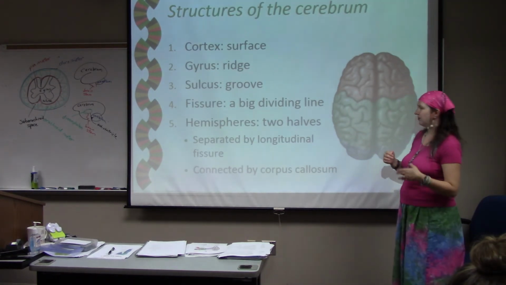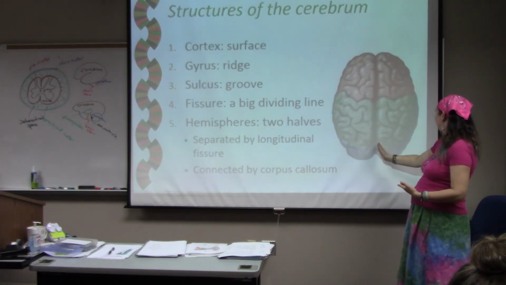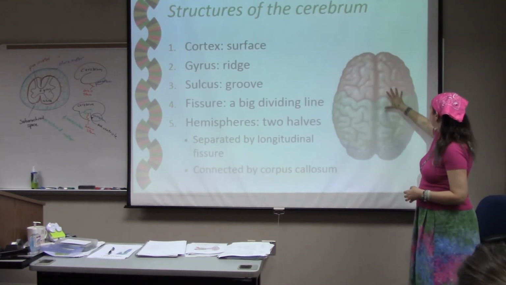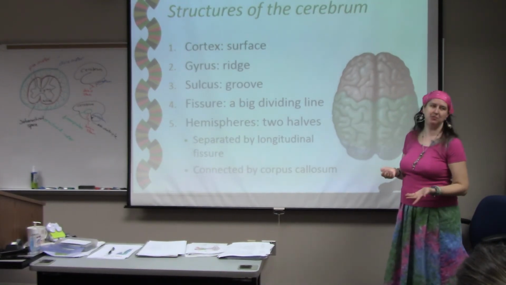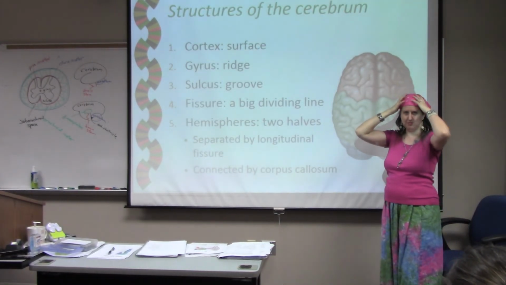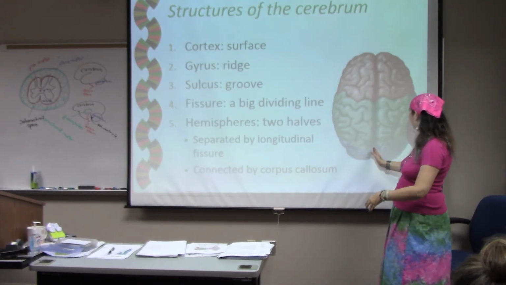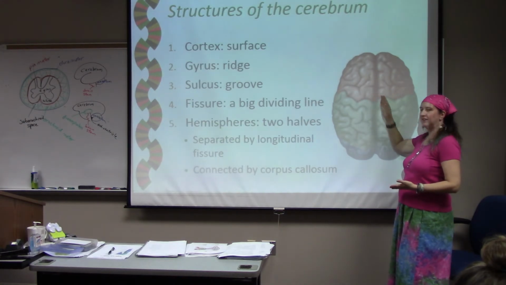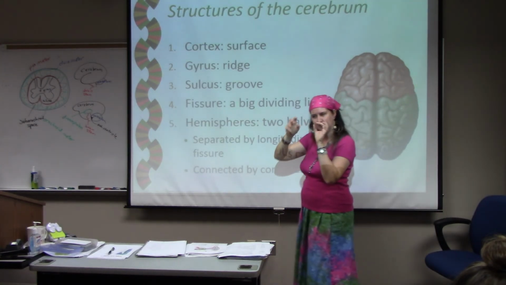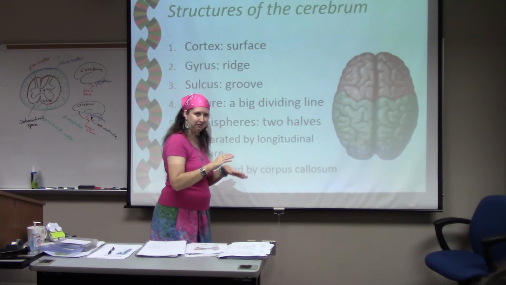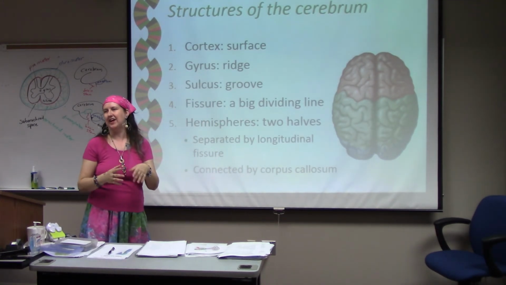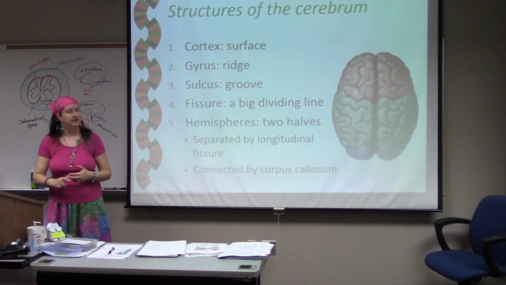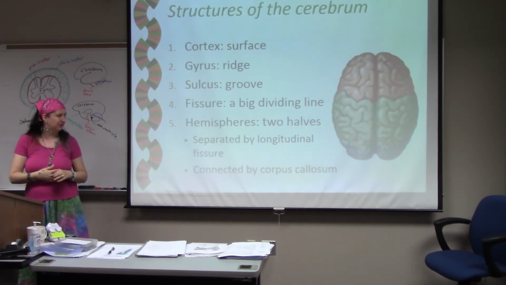Really deep grooves are called fissures, like this one. And then the two halves are hemispheres, so there's a left and right hemisphere to your cerebrum. They're separated by the longitudinal fissure. But down inside the fissure, there's something called the corpus callosum that we'll see in another view that connects them together so they can communicate. So those are your basic cerebral structures.